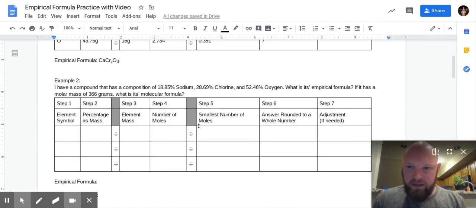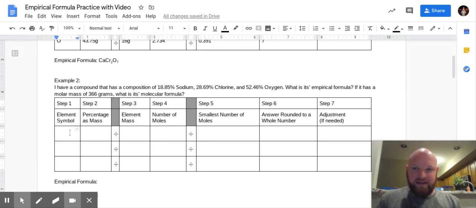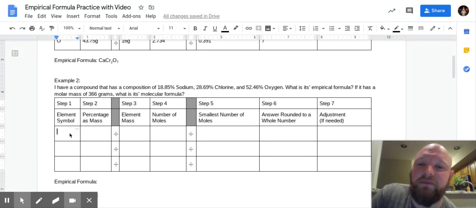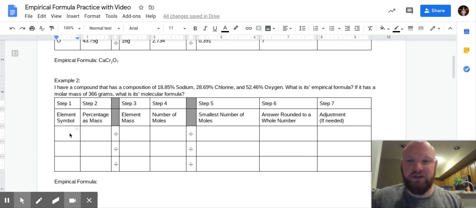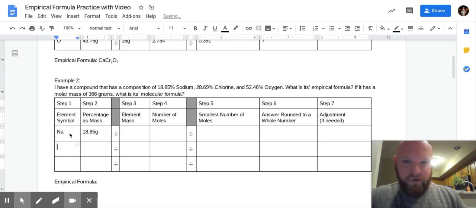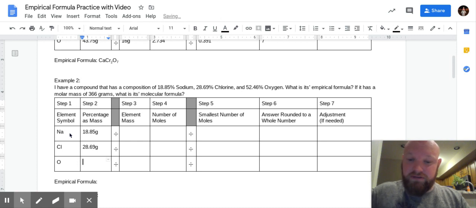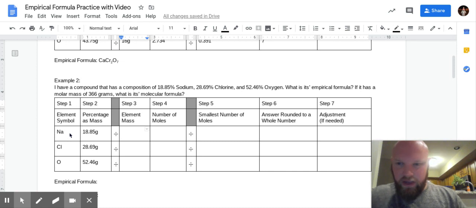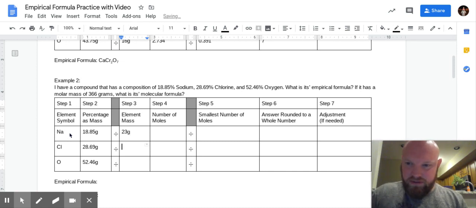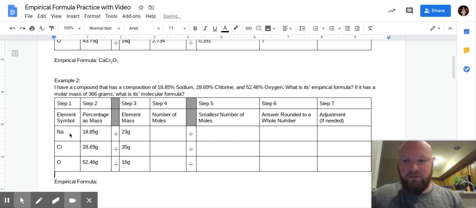So now let's go to the second one. So I have 18.85% sodium, 28.69% chlorine, and 52.46 oxygen. So we have sodium is 18.85, and we're going to convert that to grams. I have chlorine, and that is 28.69 grams. And oxygen, which is 52.46 grams. Okay, so this is 23 grams, 35 grams, and 16 grams. Remember, I'm just getting this from the periodic table.